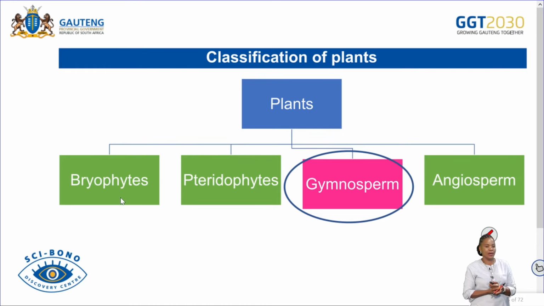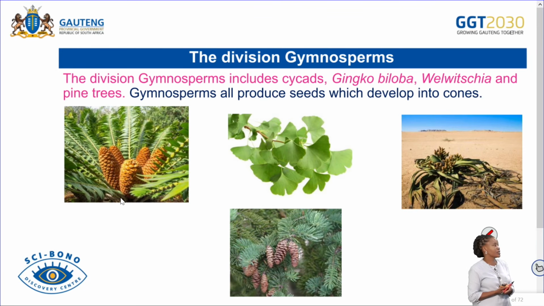Now let's go to our third division. The third division is called Gymnosperms. So let's now quickly do the Gymnosperms. The division Gymnosperms includes the cycads, the ginkgo biloba, and also the velvet chia, as well as the pine tree.